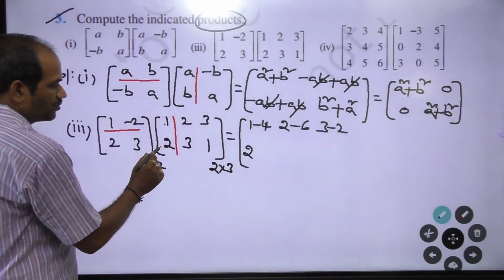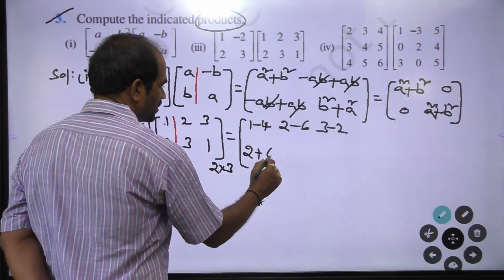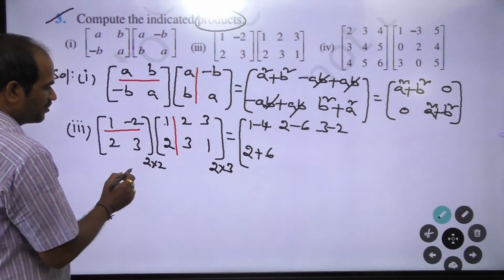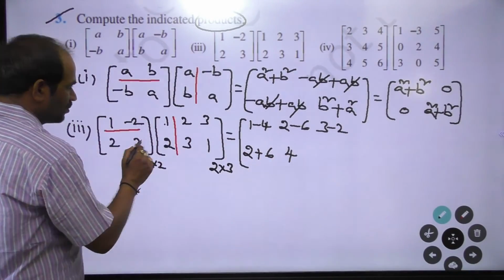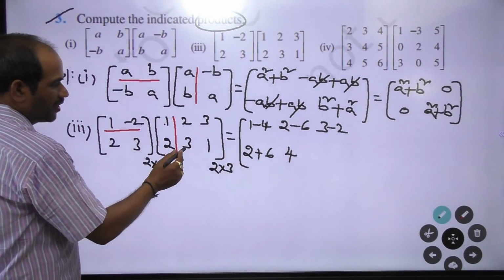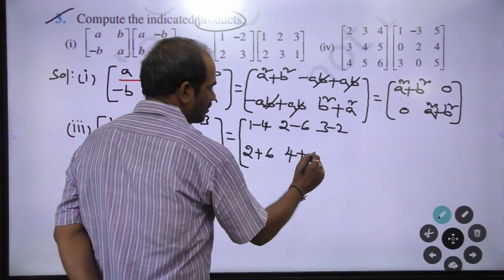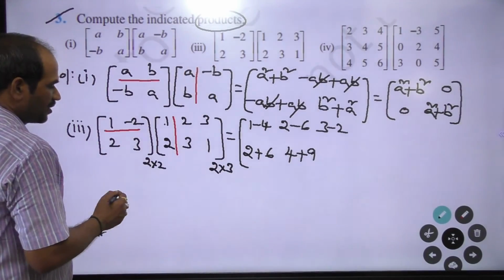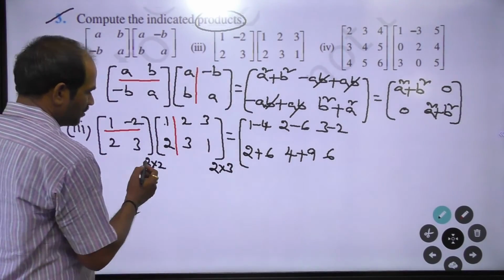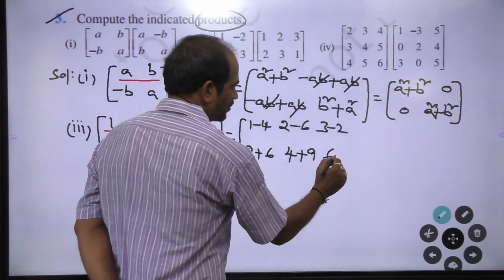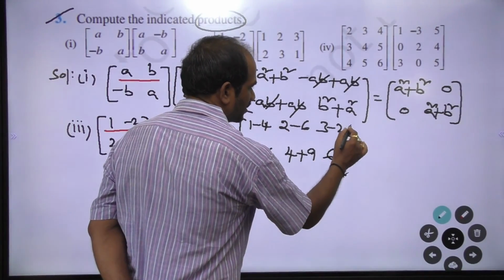Next, 3 into 2 is 6. Next, 2 into 2 is 4. Next, 3 into 3 is 9. Next value, 2 into 3 is 6. Next, 3 into 1 is 3. This matrix.